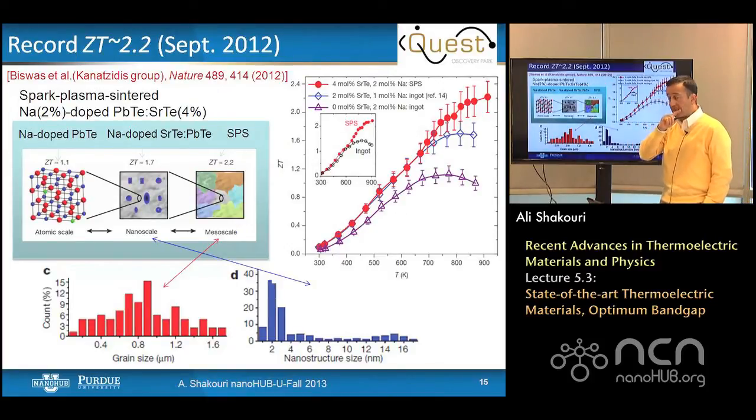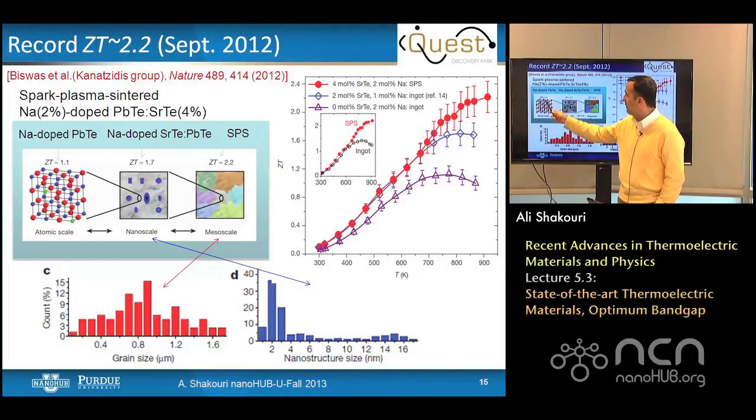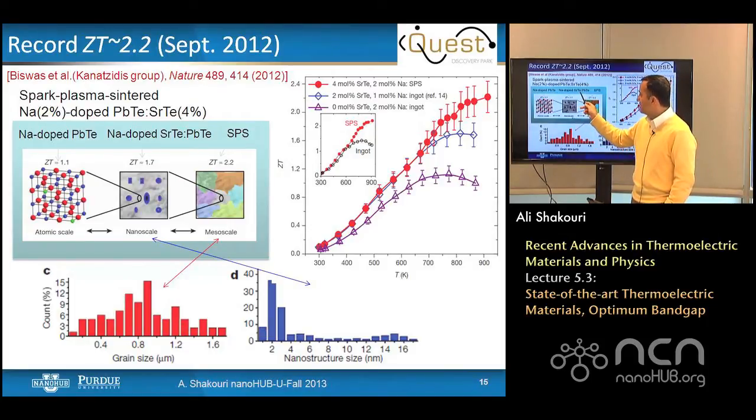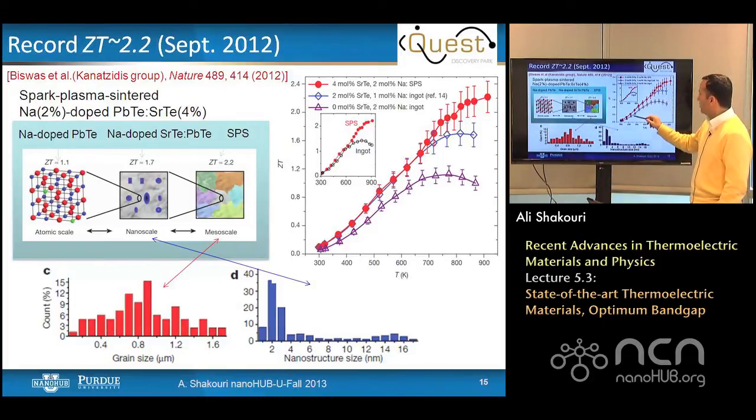In September 2012, the same Kanatzidis group demonstrated a ZT of 2.2, and the idea is quite interesting. First, you use the best solid solution that is available, sodium-doped lead telluride, which has a ZT of 1.1. When you add strontium telluride to it, it forms embedded nanoparticles. ZT is 1.7, and the size of these nanoparticles is 2 to 4 nanometers, up to a few tens of nanometers, but this is really nanoscale. Here is the bulk going to the solid solution with strontium telluride, and you can see significant improvement in ZT everywhere, especially at high temperatures.